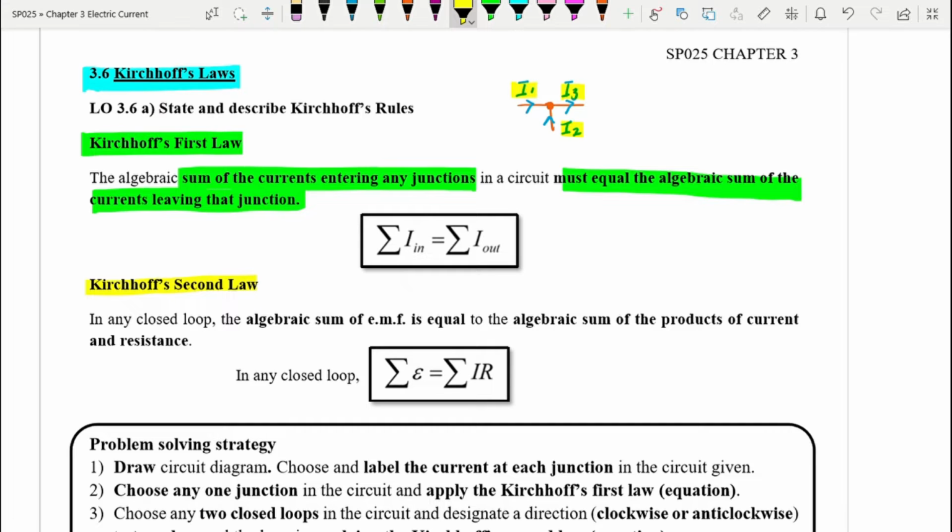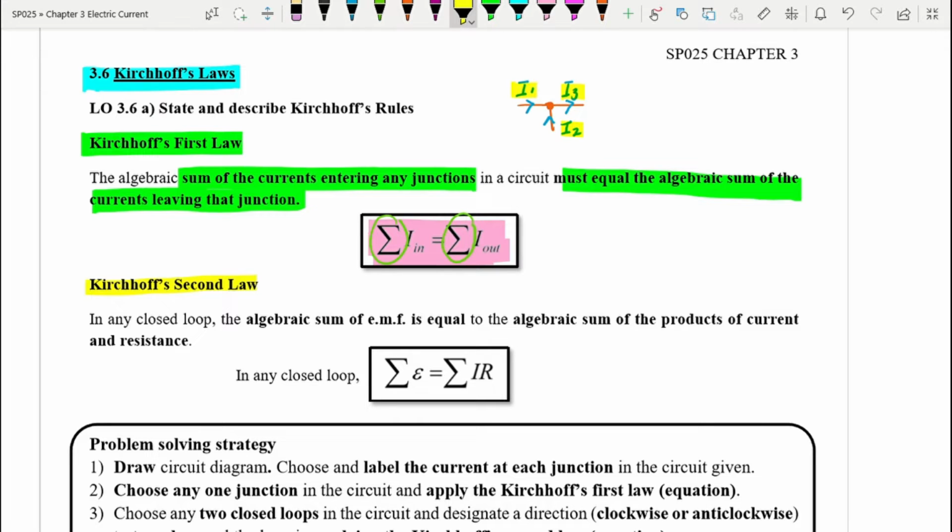Choose any junction, then identify the direction of current, then you can conclude according to Kirchhoff's first law that the total current going in should equal the total current going out. In this case, I1 and I2 are going in, I3 is going out. Mathematically we can describe this relation using this mathematical relation, where the sigma here represents total. Total current in equals total current out. So there must be current in and current out. It can't be only in and never out. So that is the rule we apply at a junction.